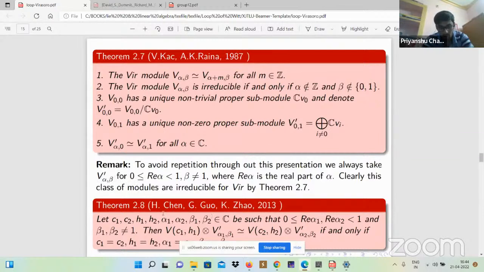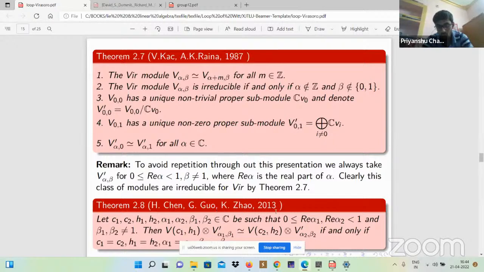Now this result classifies the tensor product of these two modules. Suppose c_1, c_2, h_1, h_2, α_1, α_2, β_1, β_2 are in C such that 0 ≤ Re α_1, Re α_2 < 1 and β_1, β_2 not equal to 1. Then V_{c_1,h_1} tensor V'_{α_1,β_1} is isomorphic to V_{c_2,h_2} tensor V'_{α_2,β_2} if and only if c_1 = c_2, h_1 = h_2, α_1 = α_2 and β_1 = β_2.